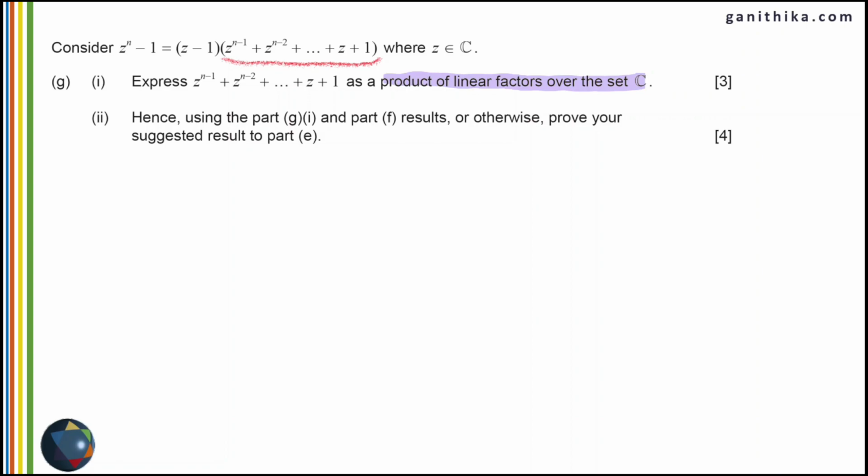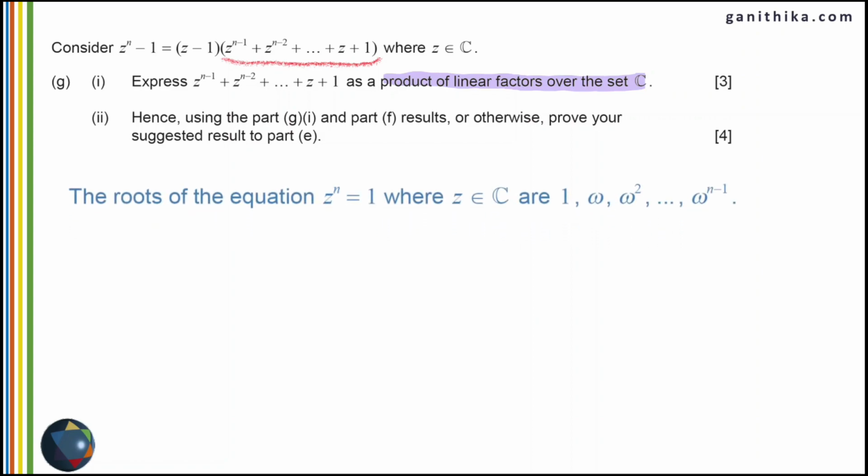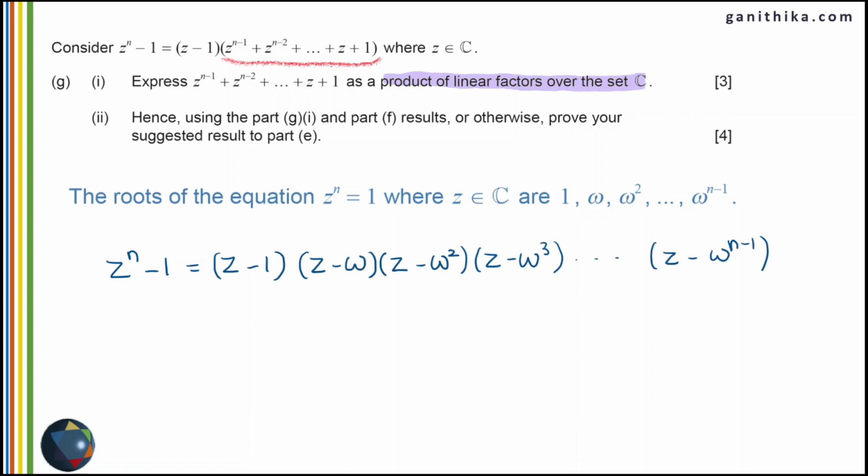So let's see what we have now. We have z power n is equal to 1 having the roots 1, omega, omega square, etc., omega power n minus 1. Therefore, z power n minus 1 can be represented as linear factors using the roots like this. You can always use the roots to express any equation into linear factors.